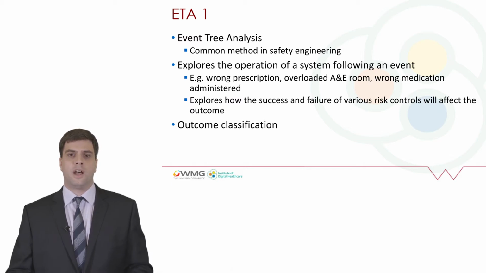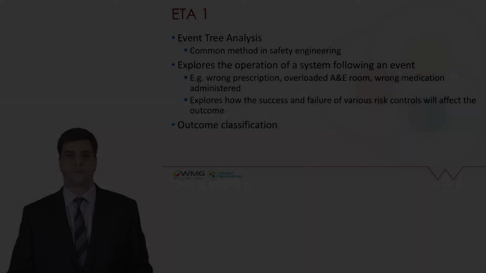It explores how the system can cope in the presence of an adverse event and how the success and failure of various risk controls will affect the outcome. Event tree analysis results in a list of potential outcomes which are classified according to criticality.